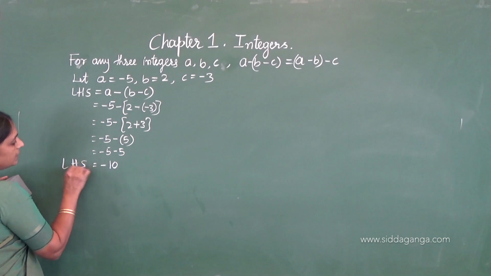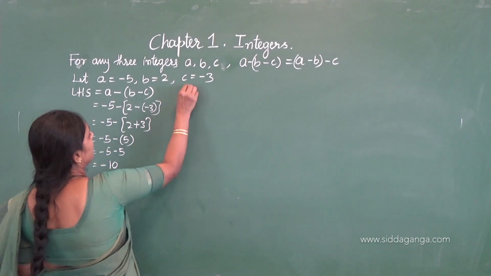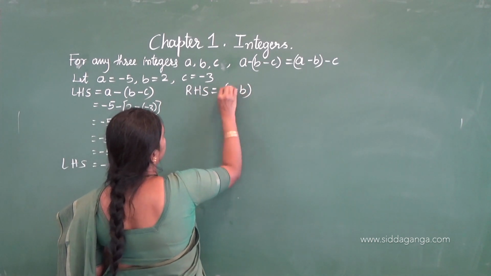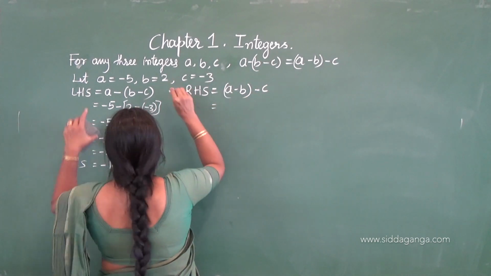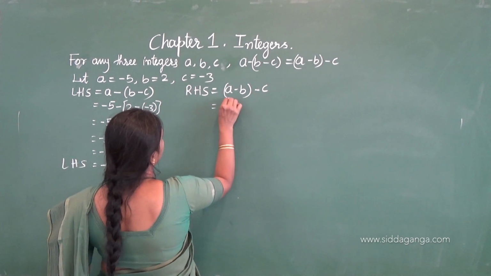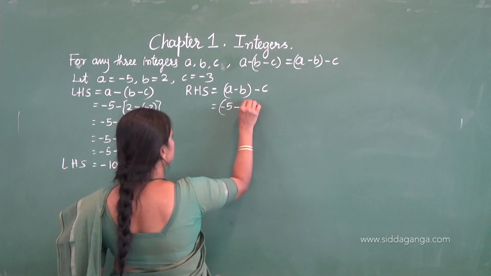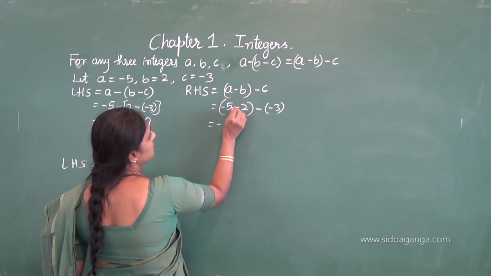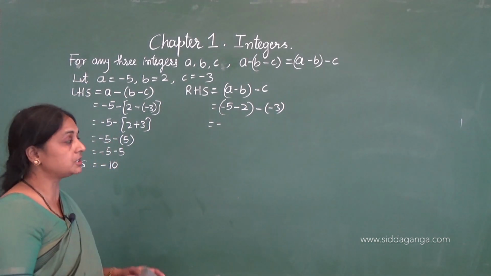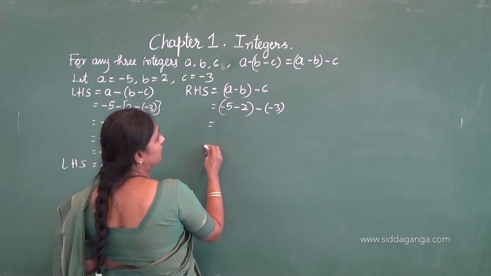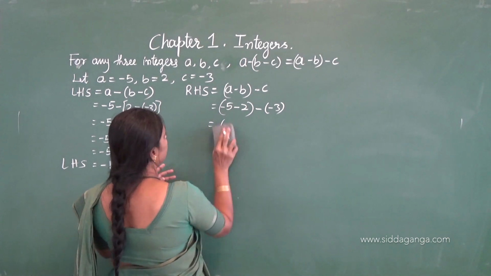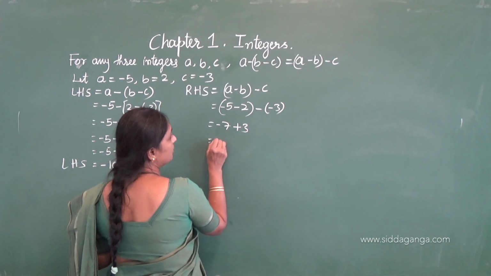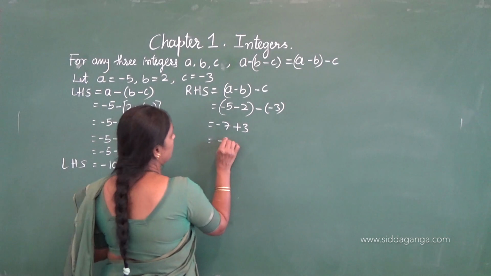So LHS is -4. Now take RHS here. RHS is equal to a - (b - c), that is equal to -5 - (2 - (-3)). Minus into minus is plus, so 2 + 3 is 5, that is -5 - 5, which is equal to -10.